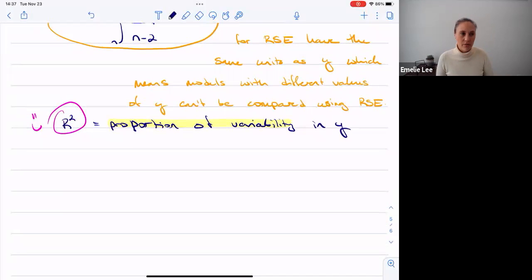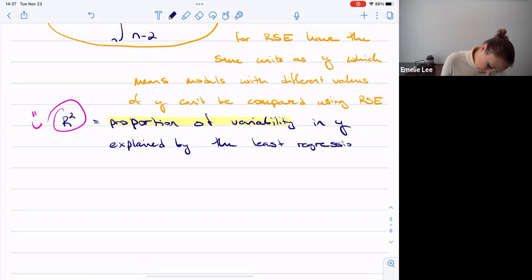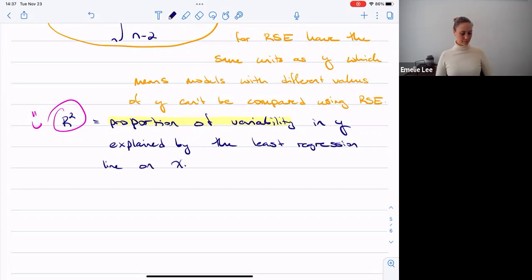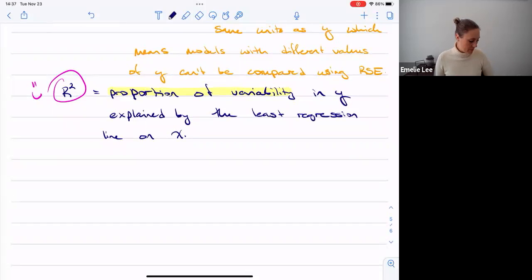So it's the proportion of variability in y explained by the least squares regression line on x. Okay. So a proportion is between 0 and 1, and so that's good.